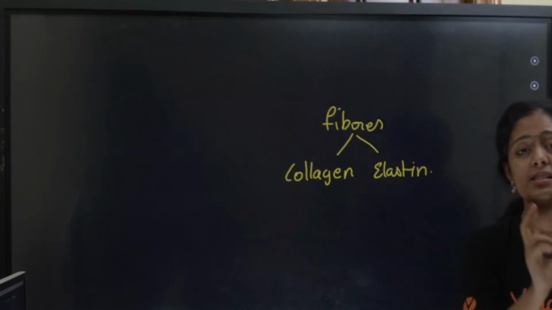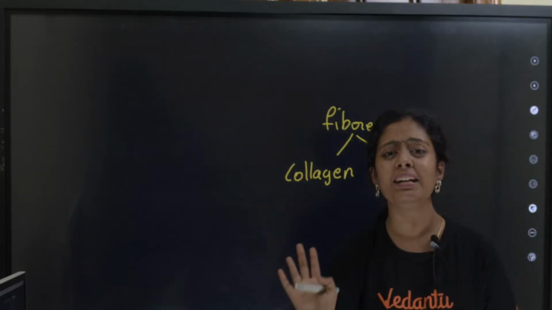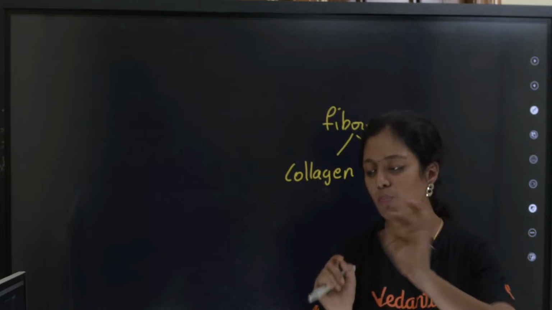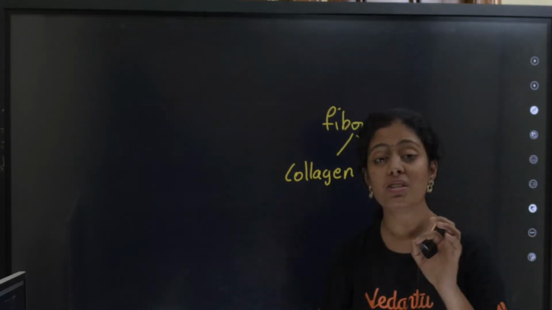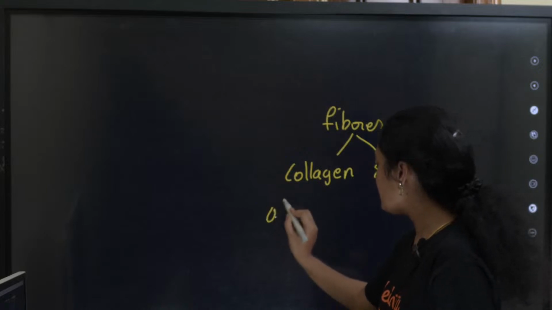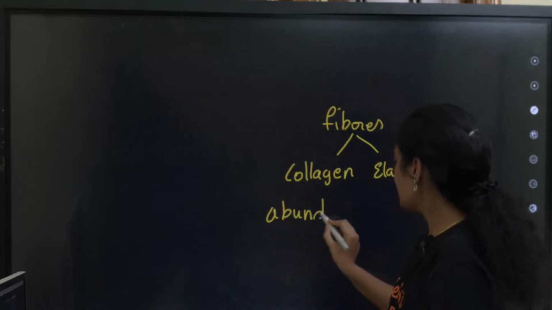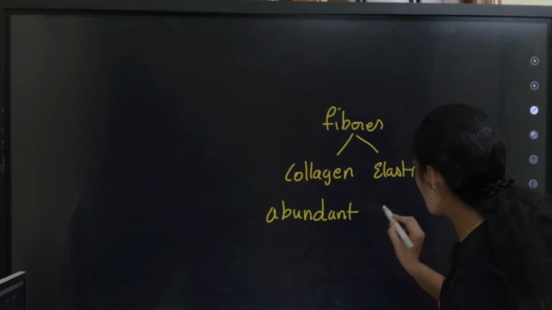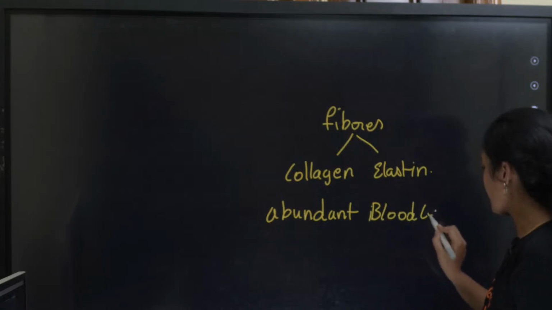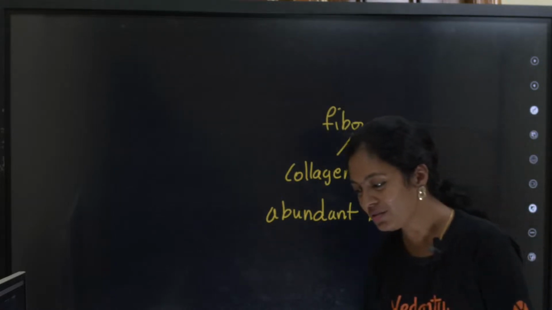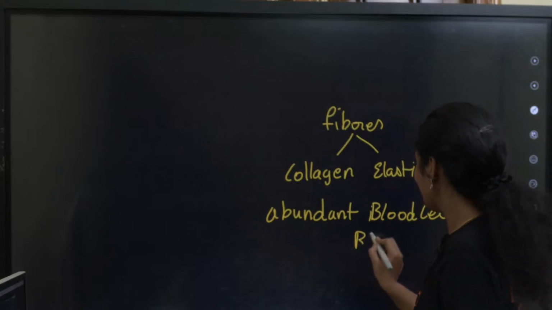Yes. Next question. What is the most abundant blood cell? This blood cell is present in very, very large numbers. This is a very easy question. Which is the most abundant blood cell? Even those who haven't watched the live can answer. Very good. Very simple. RBC.